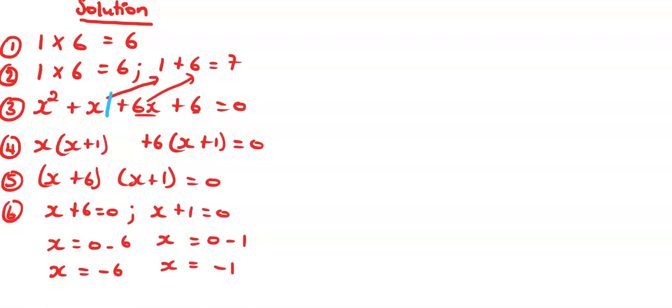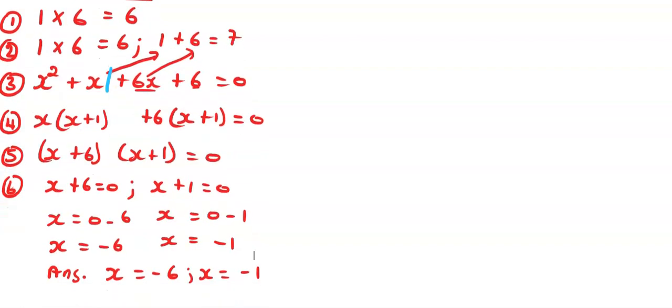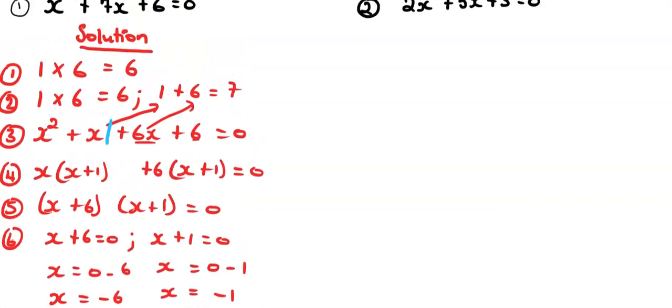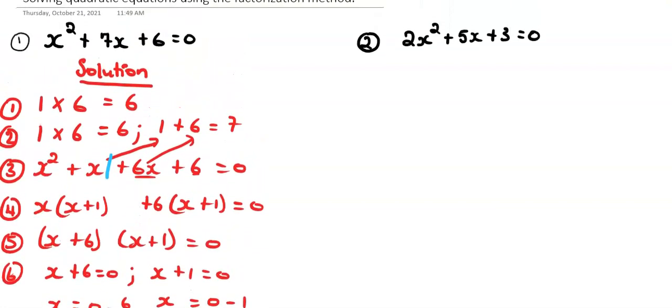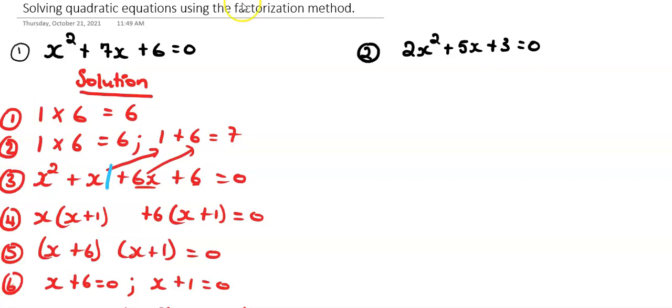All right, guys, so those are the two values. All right, x is equal to negative 6, and x is equal to negative 1. So those are the two values, guys, that you can plug into the quadratic equation above. That will actually give you the result of 0. You can test it out.